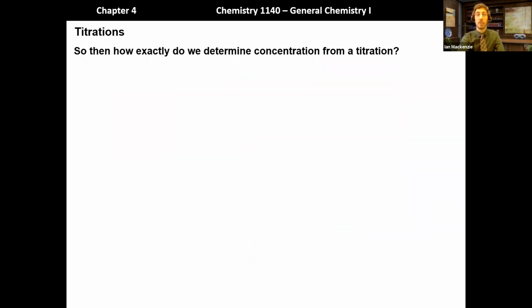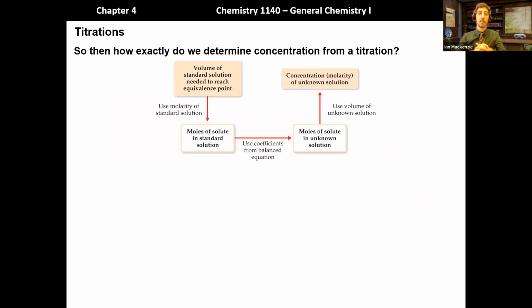So how exactly do we determine concentration from a titration? Well, we can use the following process, and you should use the following process. Many students are tempted to use the dilution equation to apply to titrations. Unfortunately, in the cases where you're titrating a polyprotic acid of some kind, the dilution equation does not work. So you must know how to go through this process to get to the correct final answer for that concentration.